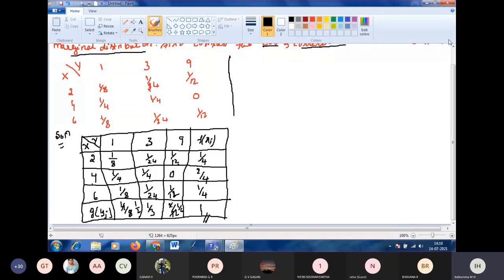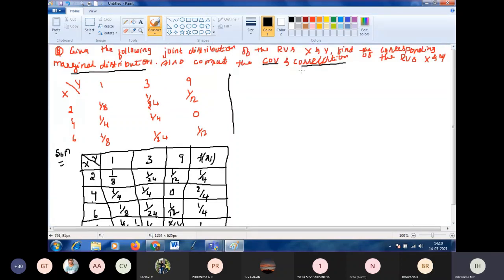So next, what do we have to compute after the marginal distribution? Covariance. What's the formula to find covariance of xy? Expectation of xy minus expectation of x into expectation of y. So first we have to find expectation of x. Expectation of x is found by summation of x into f of x.